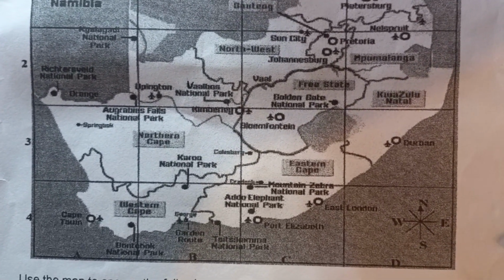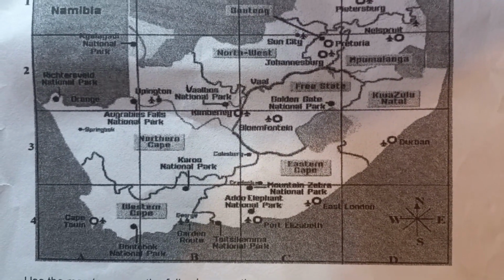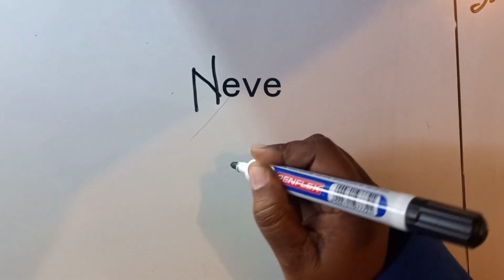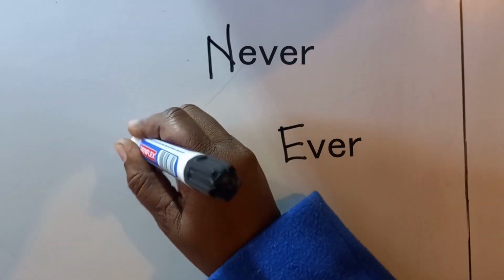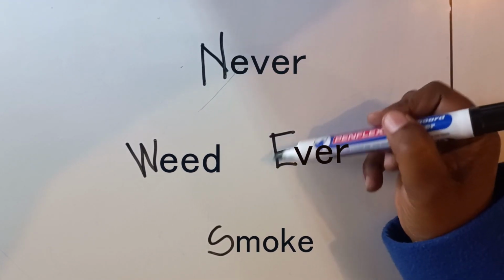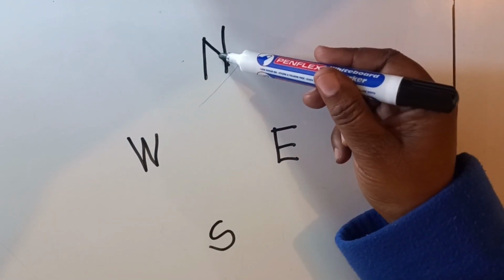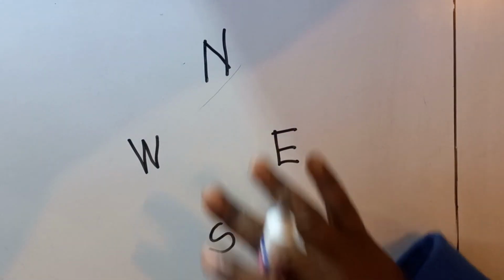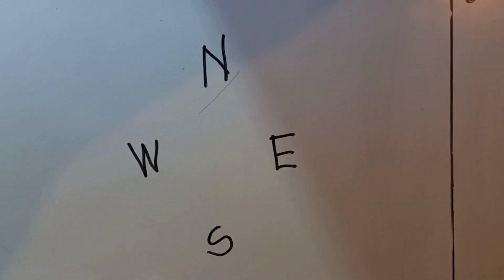You have to memorize it. So learners in my class, they showed me how you memorize. Let me show you. They say you say "Never, ever smoke weed," which I fully agree with. Never, ever smoke weed. This is your north, your east, your south, and your west. You will not mess the direction up. You need to write that. Then we use our map.